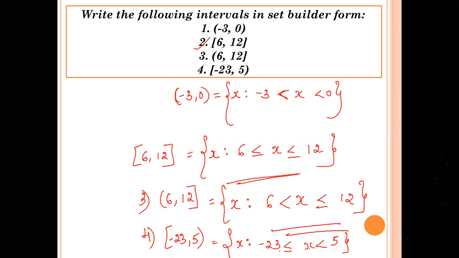X ಯಾವ್ದೆಲ್ಲ ಆಗಿರಬಹುದು minus 23 ಮತ್ತೆ 5 ನ ಮಧ್ಯೆ ಯಾವ values ಕೂಡ ತಗೋಬಹುದು. X minus 23 ಕೂಡ ಆಗಬಹುದು, but x cannot be 5. So that is what the interval means.